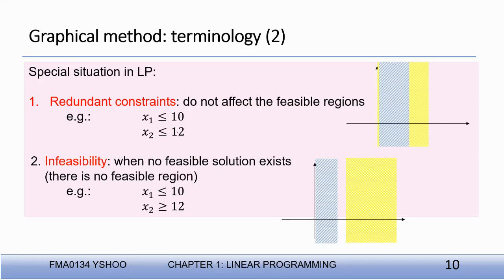Although I give you two different constraints, x1 less than 10 and x2 less than 12, basically if you only give me x1 less than 10, that is sufficient enough. No need to give me the other one. Then the second one is infeasibility. Although I give you two constraints, if they are not overlapping, it means that there is no solution.